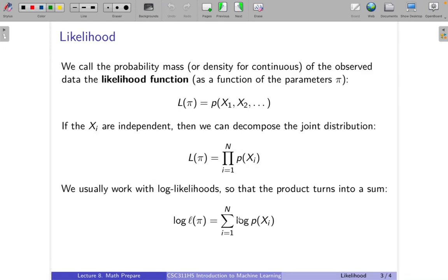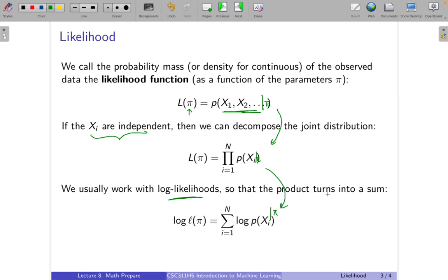And the likelihood, often written as a function of our parameter pi, is the probability mass of observing our actual data, assuming our value of pi. So sometimes you'll see this conditioning on pi written as part of the probability as well. If the xi's are independent, then we can decompose the joint distribution, and we often work with log likelihoods so that this product turns into sums.